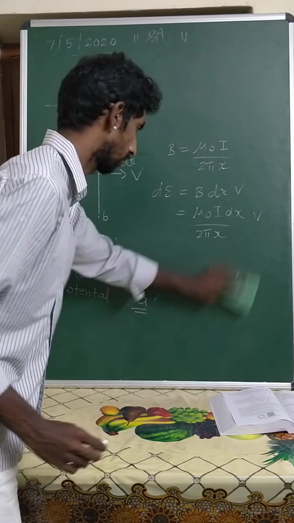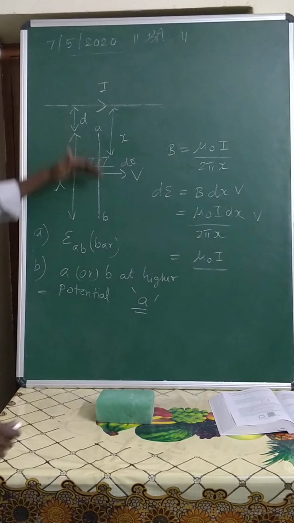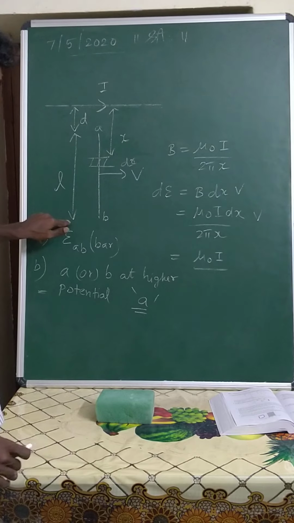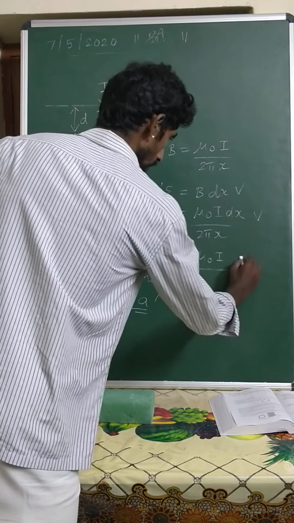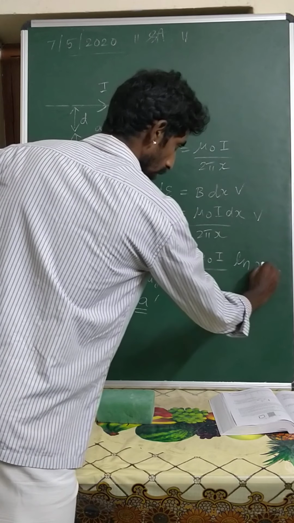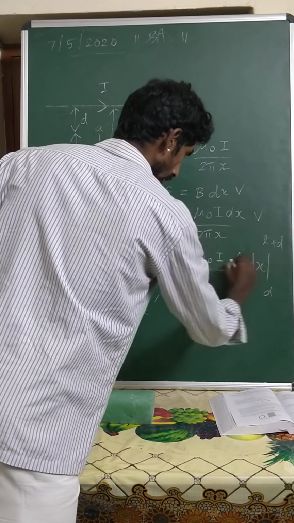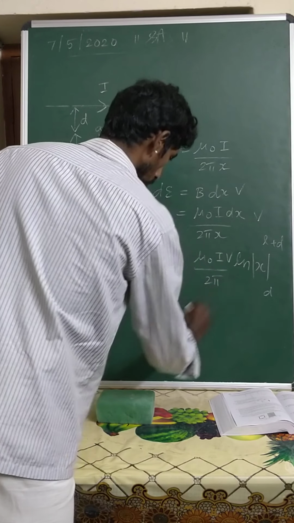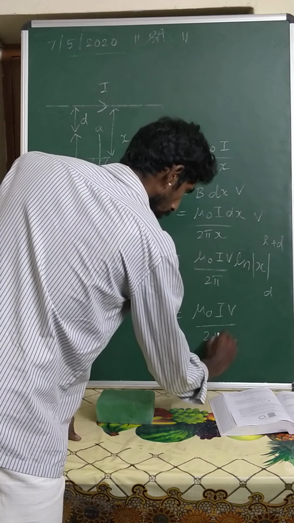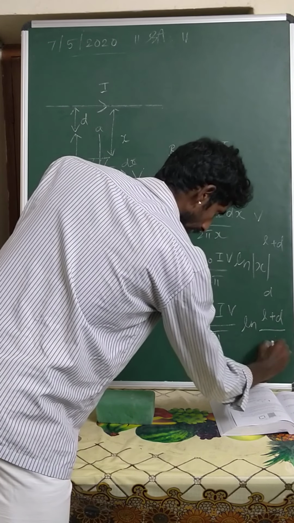On integrating this term, we get mu naught I V by 2 pi, and the limits run from d, where point A is, to L plus d. The integral of dx by x is natural log of x. I am directly substituting it, from d to L plus d. So finally the EMF induced will be mu naught I V by 2 pi natural log of (L plus d) divided by d.